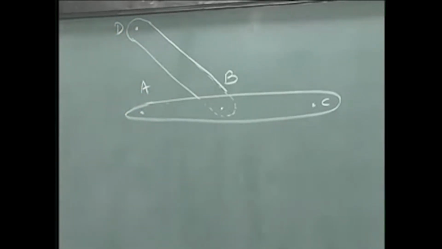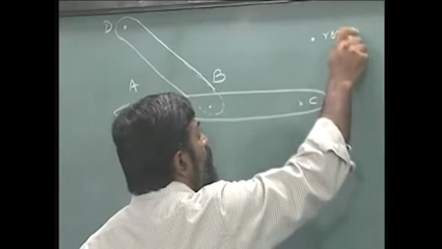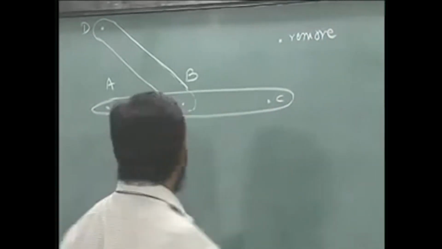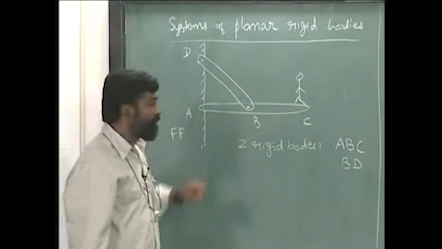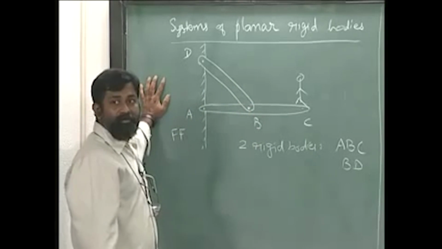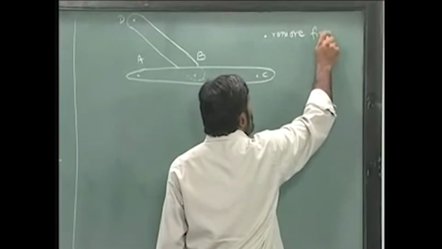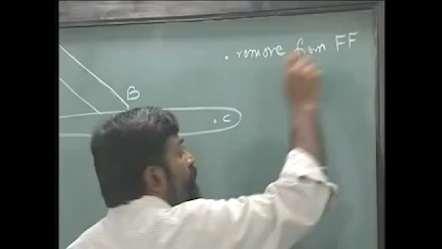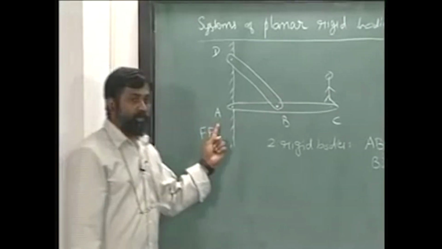The first exercise we will do is we will remove this particular body, system of rigid bodies, from the fixed frame of reference. Okay. So remove from fixed frame of reference. I am going to use FF like we have done earlier. Okay. So what happens? Let us examine.